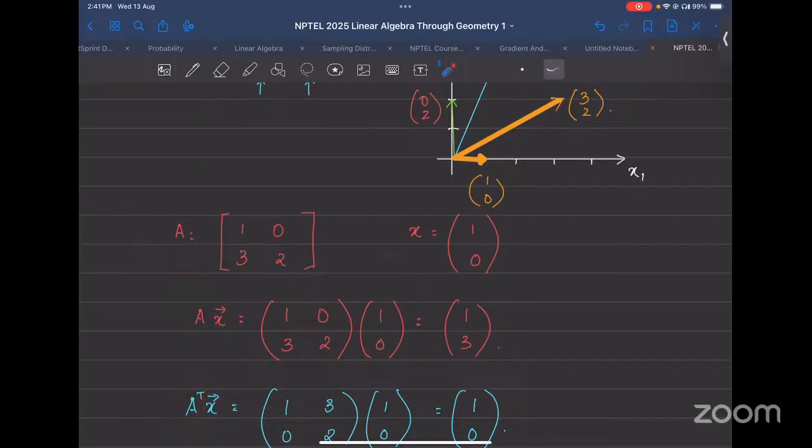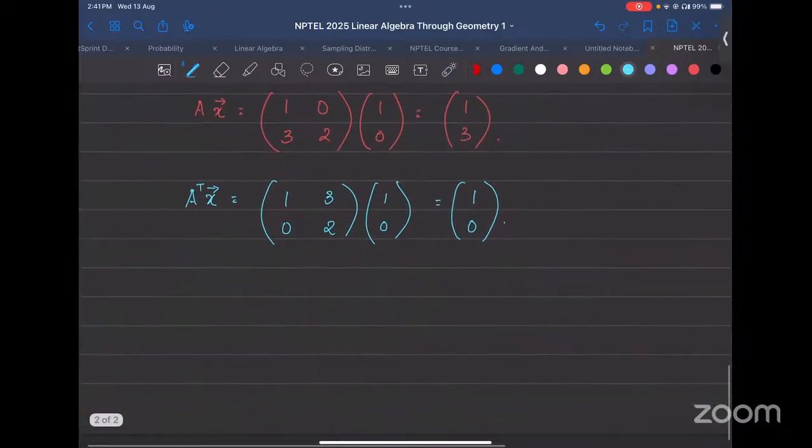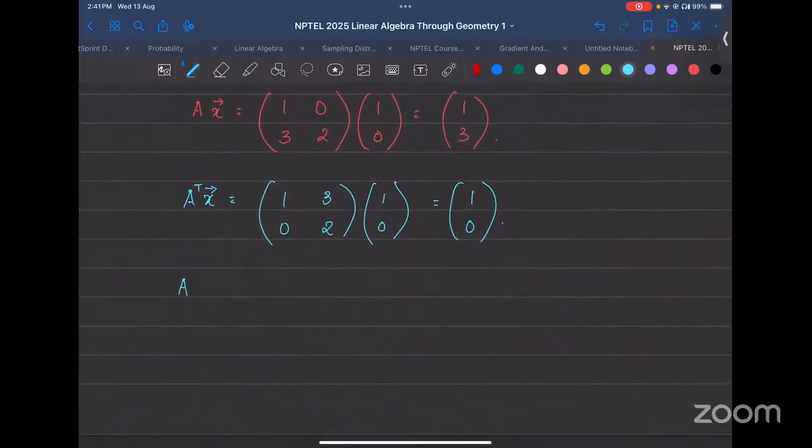In fact, A transpose X transpose, let's see what happens. Can we even do this? Let's look at this. A transpose X transpose. A transpose is 1 0 3 2. X transpose is basically 1 0 if you were to take it this way. Can we even do this matrix multiplication? This is basically a 2 by 2 matrix. This is a 1 by 2 matrix. This operation is not even defined. Not defined. Okay.